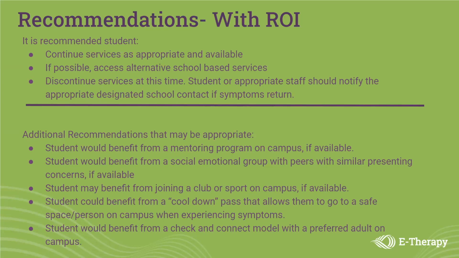We should make sure that our recommendations always start out with one of these first 3, such as continuing services as appropriate and available, or accessing alternate school based services if needed, or discontinuing services if they have reached their treatment goals. We can also make additional recommendations depending on what a student needs. Things like a mentoring program, a social emotional group, joining a club or sport, a cool down pass, or a check and connect with a preferred adult on campus can be some additional recommendations that we make in conjunction with the school after talking to them about available resources and what is appropriate for their staff and the student.